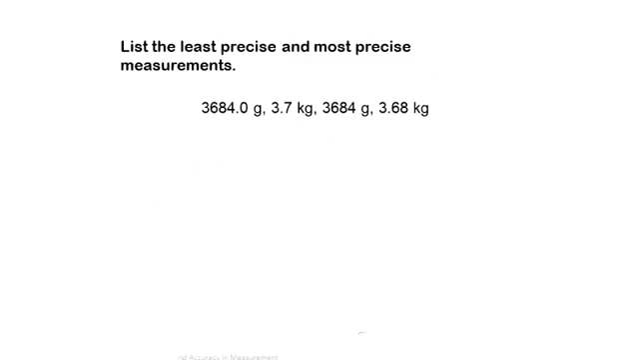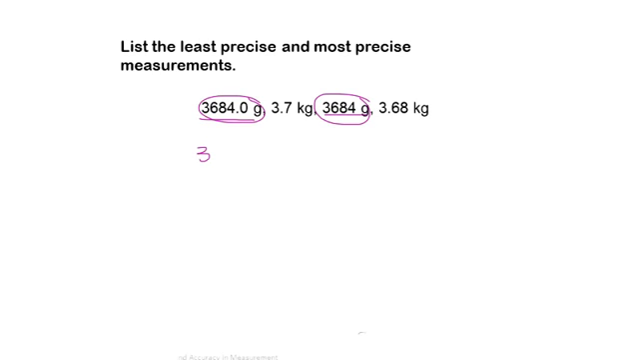Let's look at the next one. Here we have 3,684 grams, 3.7 kilograms, 3,684.0 grams, and then 3.68 kilograms. The first thing we have to figure out, because these are not in the same units, is that these two are measured to the grams. That's a smaller unit of measurement, which means this is more precise. So out of the two, we need to see which one is the most precise.